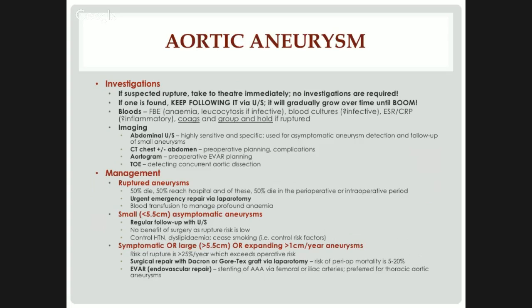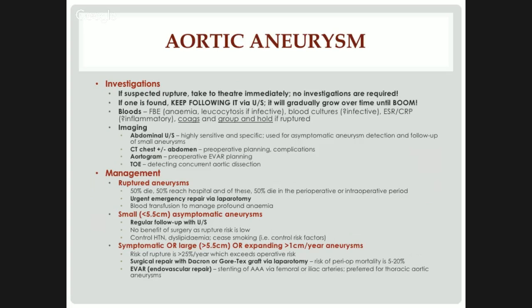If you do pick it up incidentally on a clinical exam or on a scan of some sort, the way to keep tracking it is to do serial ultrasounds, and the ultrasounds are used to guide what your management of the aneurysm is going to be. So ruptured aneurysms, you take them straight to theatre. They either have cardiothoracic surgery if it's a thoracic aneurysm, or laparotomy if it's an abdominal aneurysm. And they're going to need transfusions, obviously, to bump up the hemoglobin.